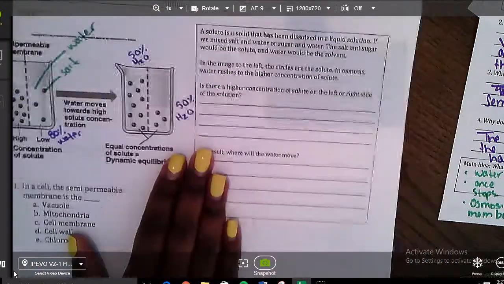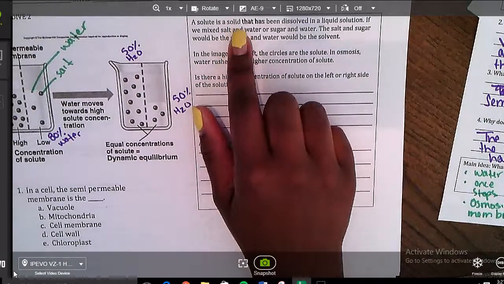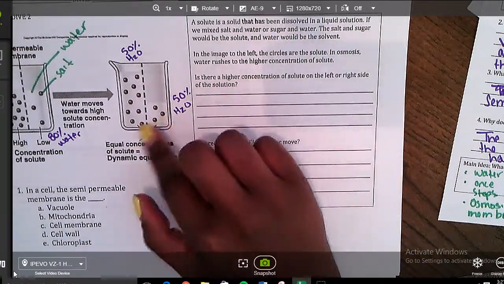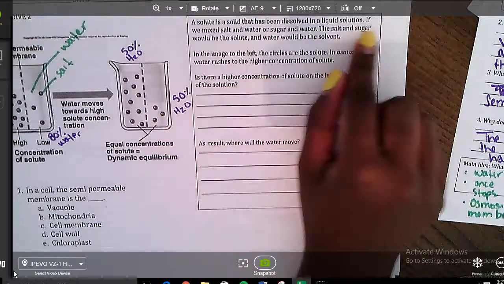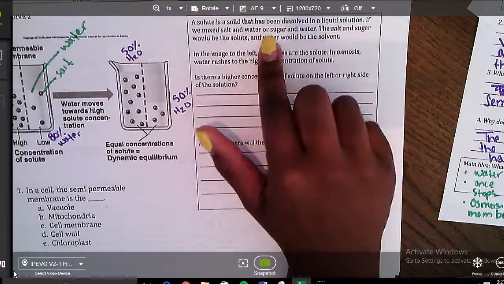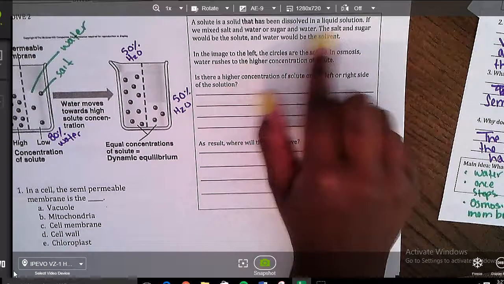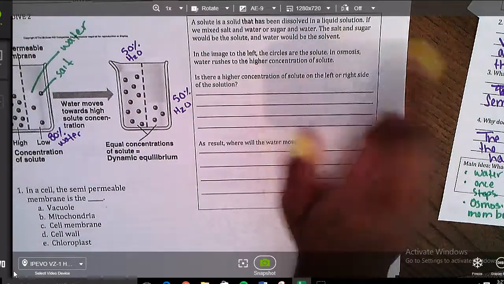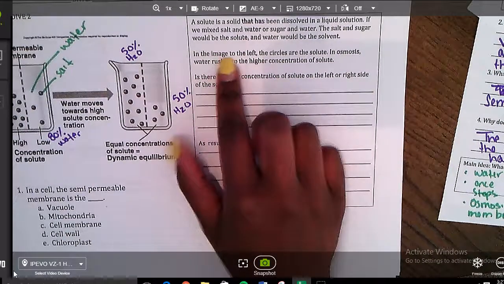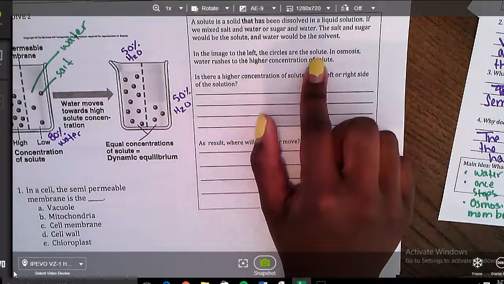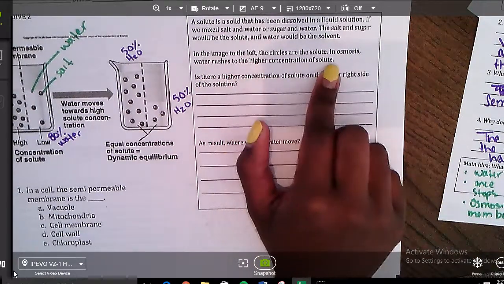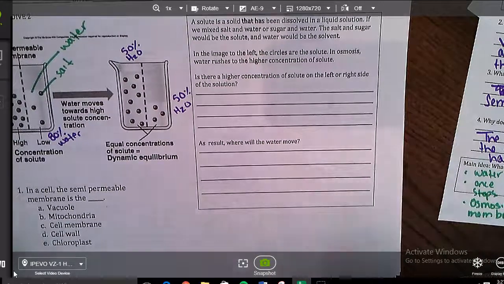So let's take a look at our notes up here. A solute is a solid that has been dissolved in a liquid solution. So again, our solute in this example is the salt. If we mix salt and water or sugar and water, the salt and sugar would be the solute and water would be the solvent, the thing that's doing the dissolving. In the image to the left, the circles are the solute. In osmosis, water rushes to the higher concentration of solute. Remember, we want to water it down.